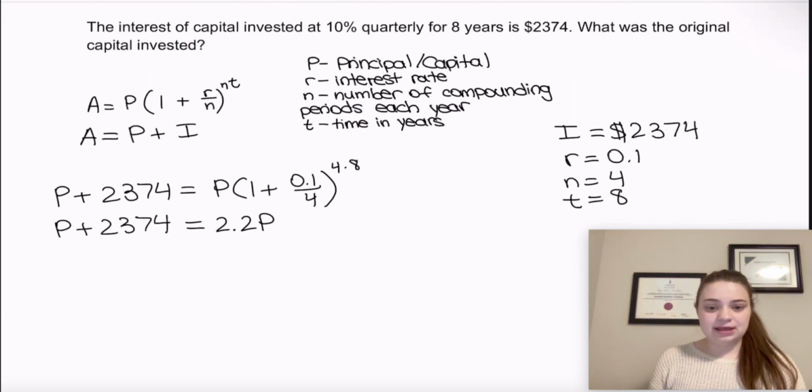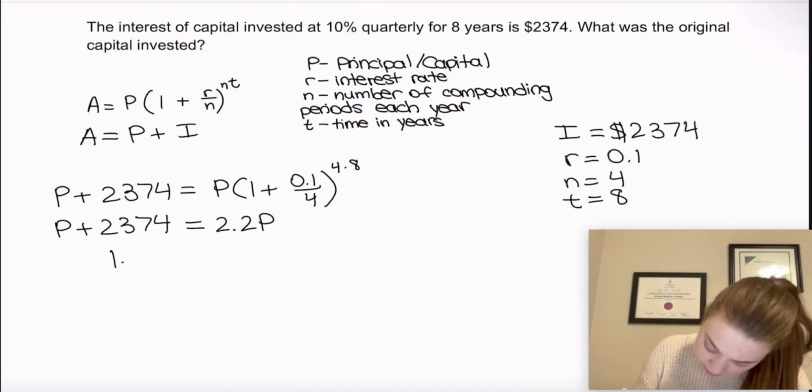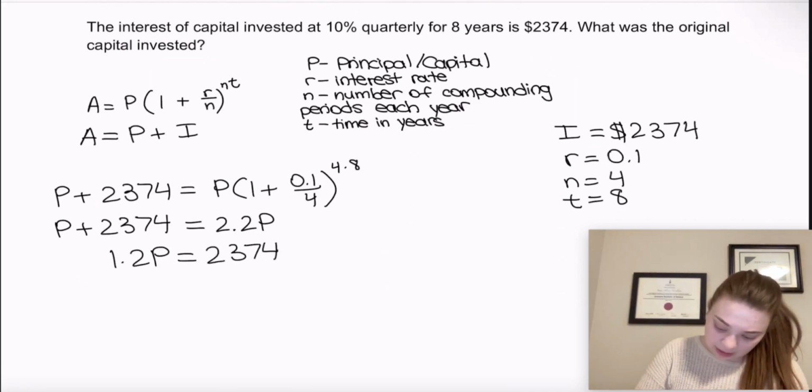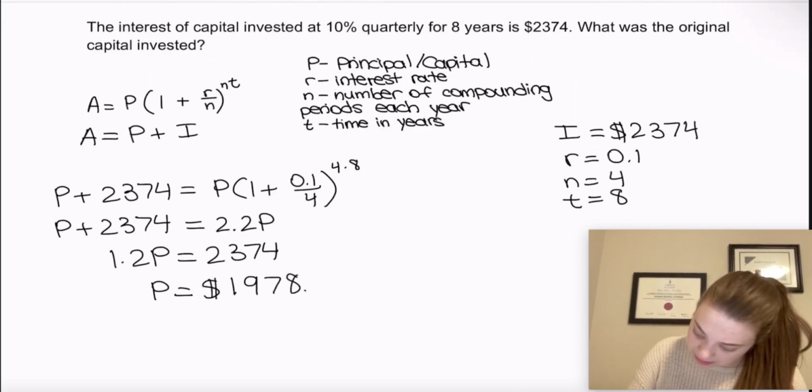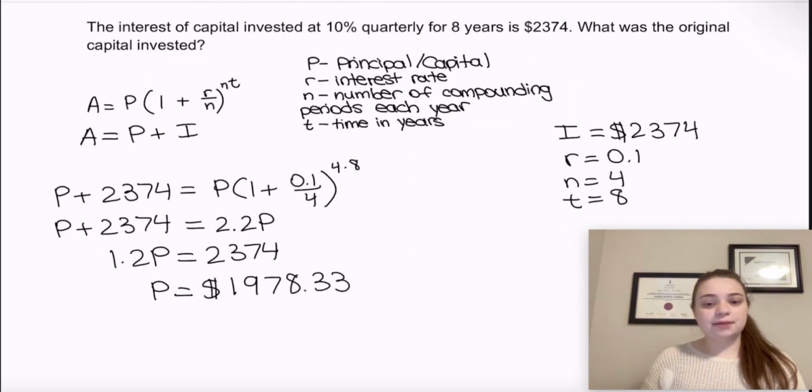Now keep in mind p is the same as 1p, so if we subtract p from both sides, we get that 1.2p is equal to 2,374. So then if we take 2,374 and we divide that by 1.2, we get that p is equal to $1,978.33. Now, let's stop and think.